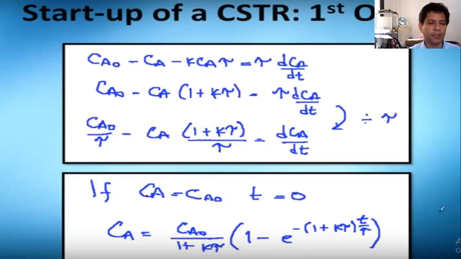So if CA is equal to CAO when t is equal to 0, you can solve this differential equation. This is the solution of that differential equation: CA is equal to CAO over (1 plus K tau) times (1 minus e to the negative (1 plus K tau) raised to t divided by tau). So this is the solution of this differential equation. First order, no?